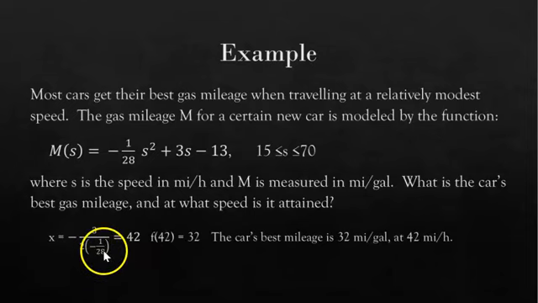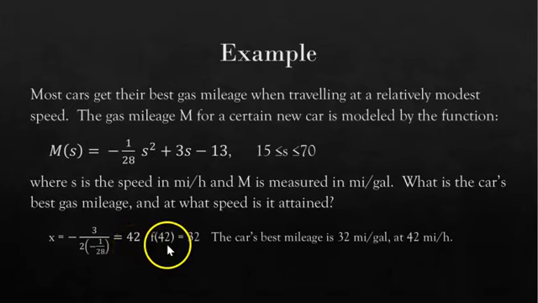You can also simplify this. 2 times this fraction is negative 1 over 14, and 3 divided by that fraction, you would actually end up doing 3 times 14 because of fraction division rules. But you get 42. So that is the s value, the speed at which it happens. So it happens at 42 miles per hour.